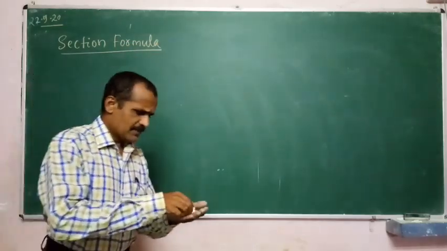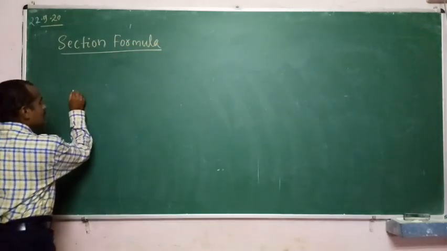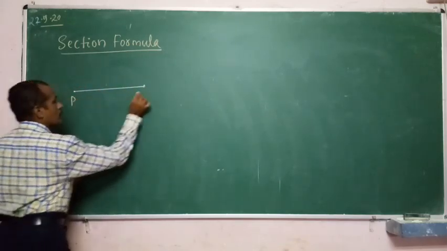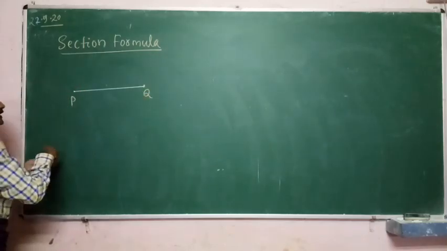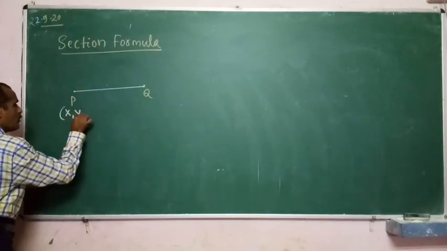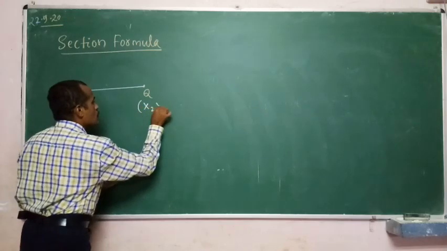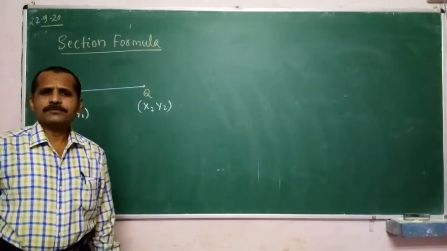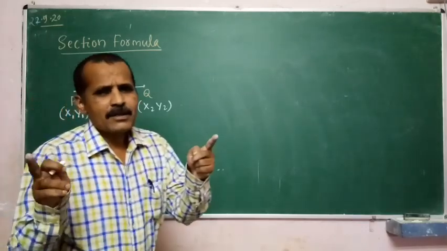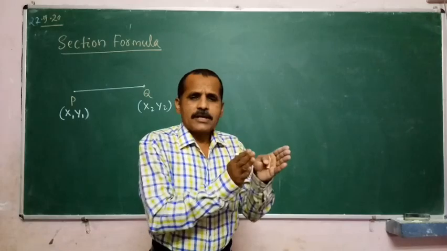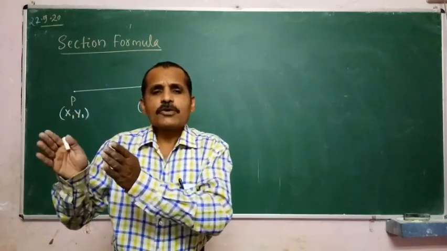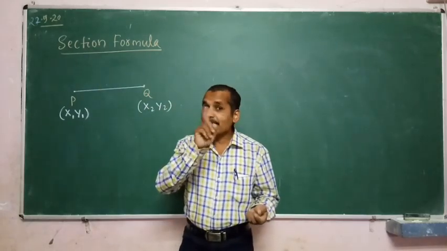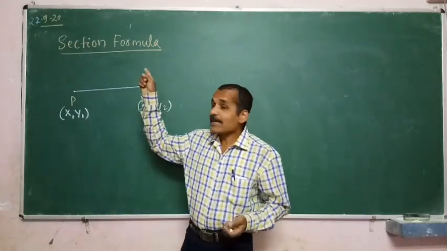I will start with a simple example. See, this is a line segment PQ, whose coordinates are, I can say, x1, y1 and x2, y2. This was there in the distance formula also. A line segment AB or line segment PQ, coordinates of P also given, coordinates of Q also given, and we should find the length of PQ. But it is not to find the length of PQ, because we are studying the section formula.